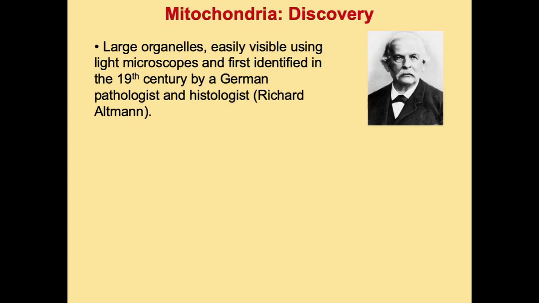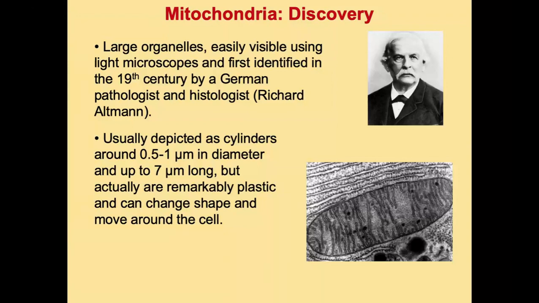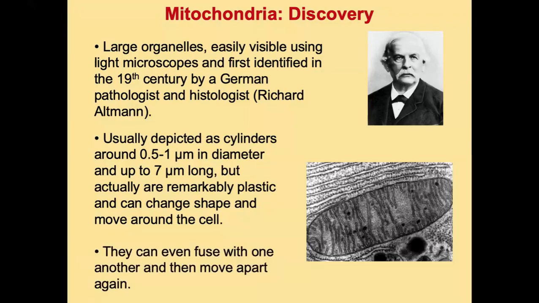Mitochondria were first discovered in the 19th century by German pathologist Richard Altmann. He visualized these using a light microscope, and he saw these as large organelles within the cell. Mitochondria are usually depicted as little round cylinders. They're about 0.5 to 1 micron in diameter, but they're remarkably plastic, meaning that they can change shape, they can move around the cell, and they can even fuse together to create big groups of mitochondria, and then they can move apart. So they're not just fixed organelles with the same shape and size all the time.